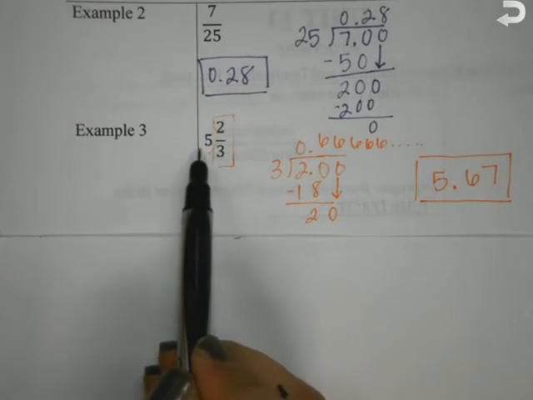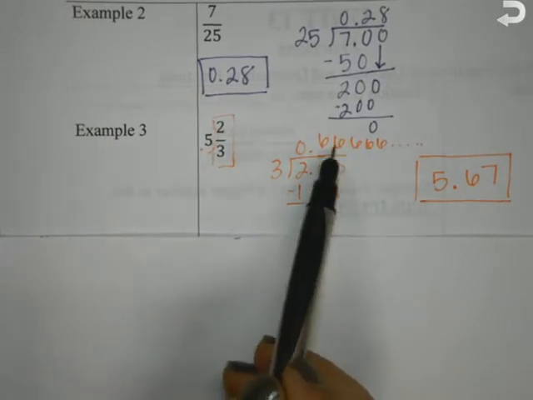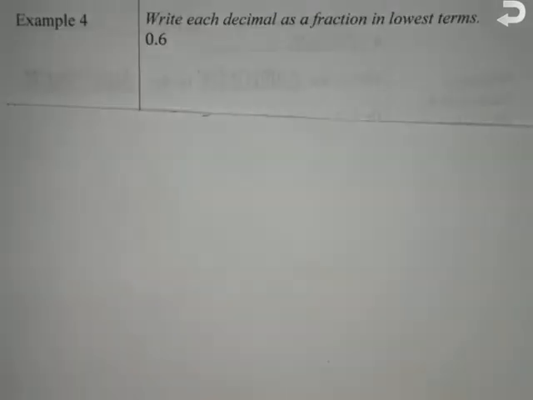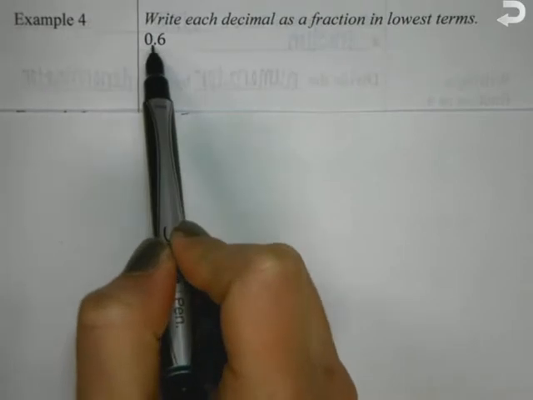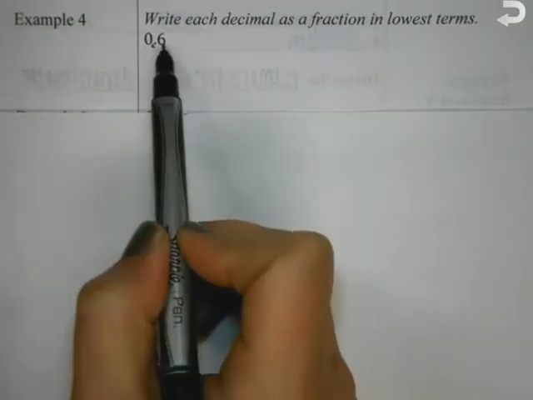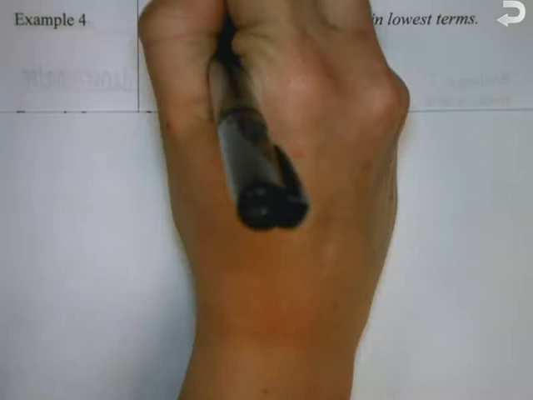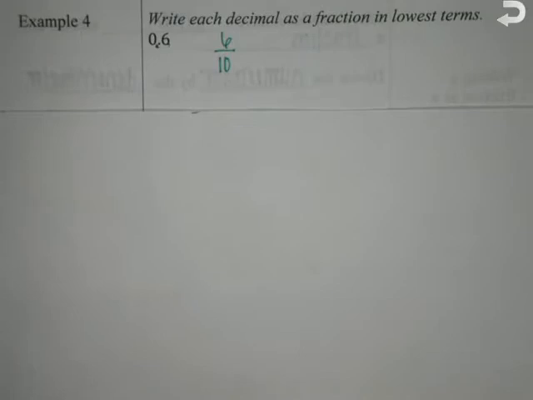Example 4. This time we want to go the opposite way. We want to write each decimal as a fraction. So I take the number and then I put it over its place value. Where is this 6? Is it in the tenths, hundredths, thousandths? So this is the same as 6 over 10. Well, not quite. Can I reduce that? I can. Both of them divide by what? 2. So let's divide by 2. 6 divided by 2 gives me 3 over 5. So 0.6 is the same as 3 over 5.